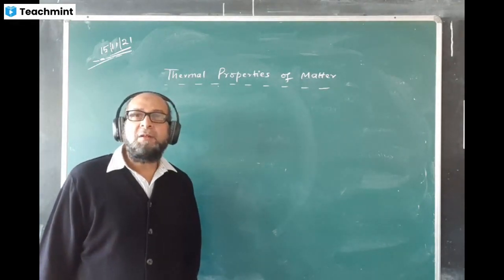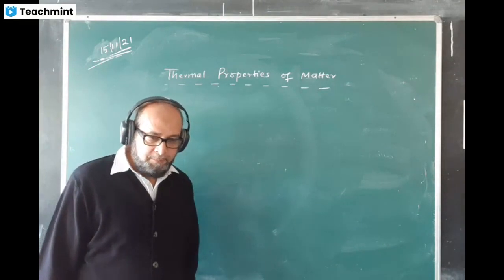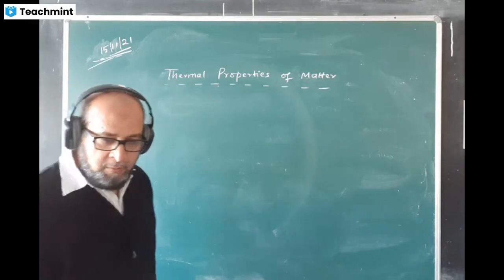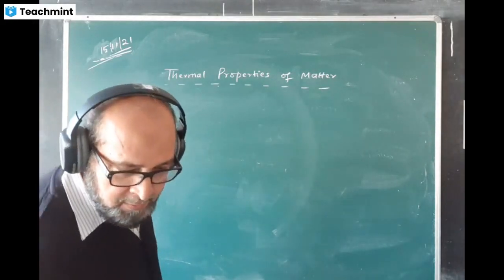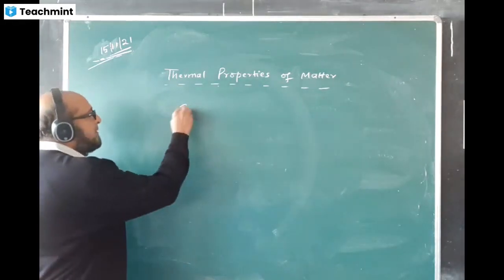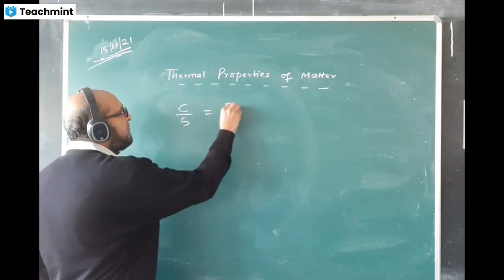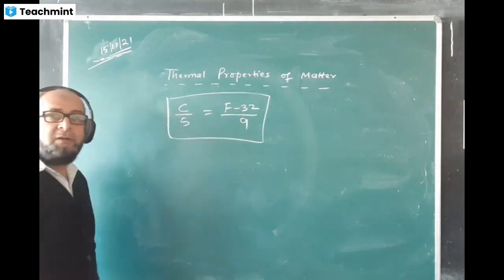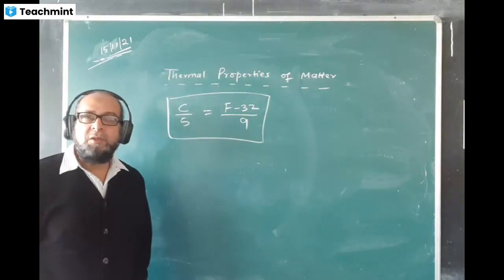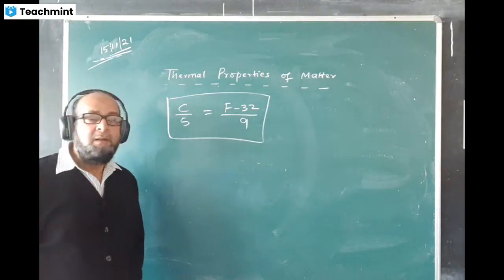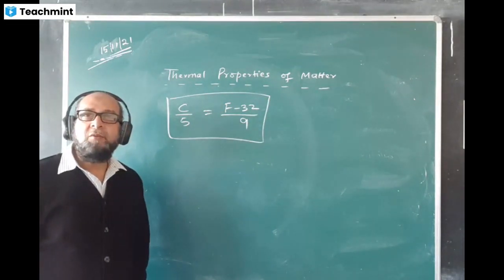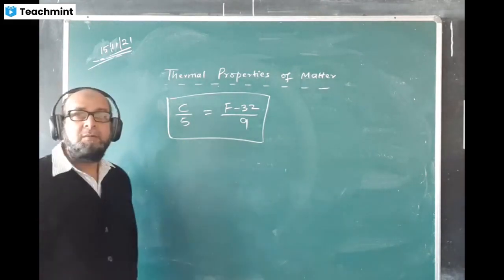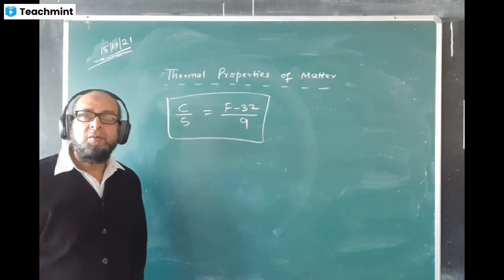Do you know the formula for converting degree Celsius into Fahrenheit? The formula is C by 5 is equal to F minus 32 by 9. This is the formula for changing. You did this in lower classes 8 and 9, so this is a revision. And how do we change to Kelvin? The change to Kelvin is plus 273 from degree Celsius. This formula you know.